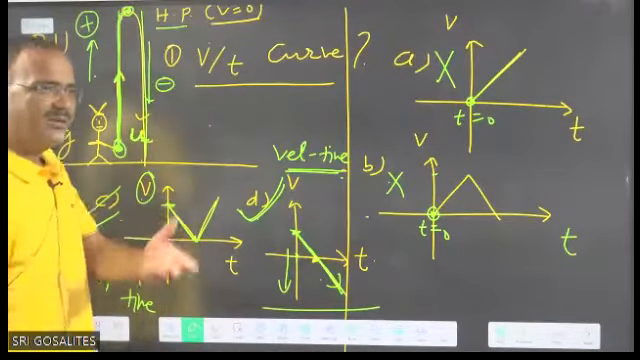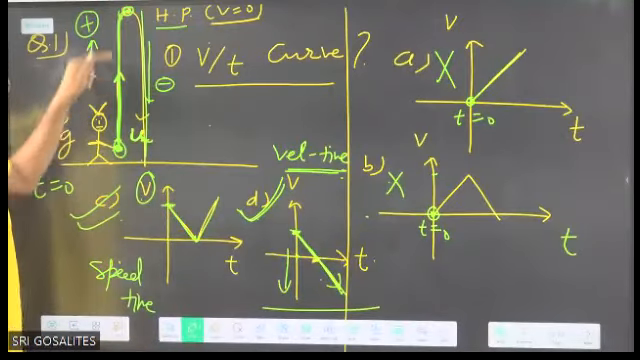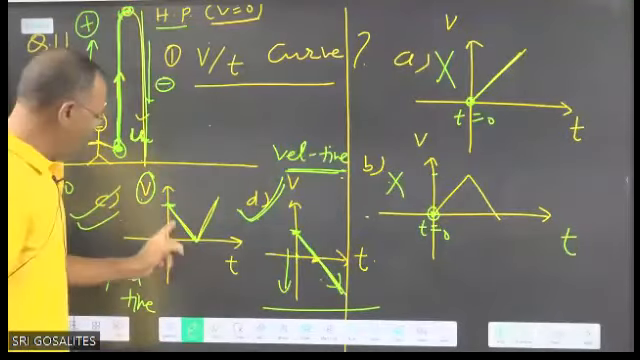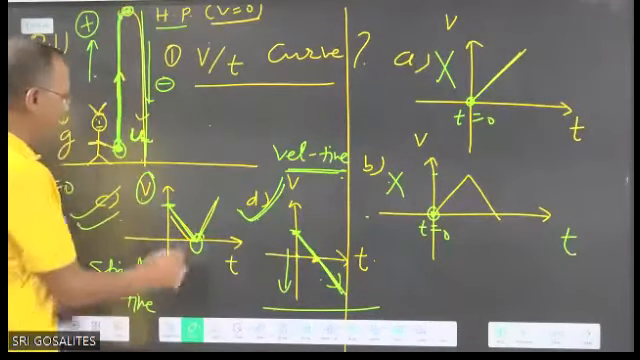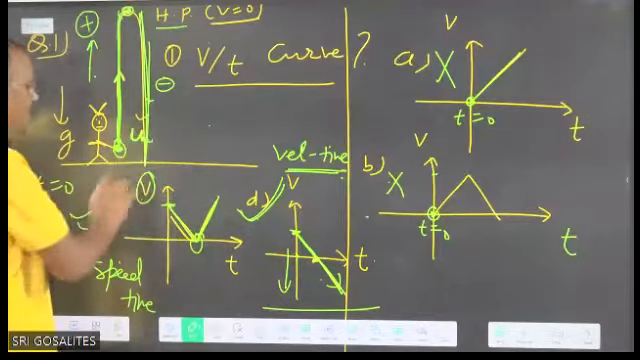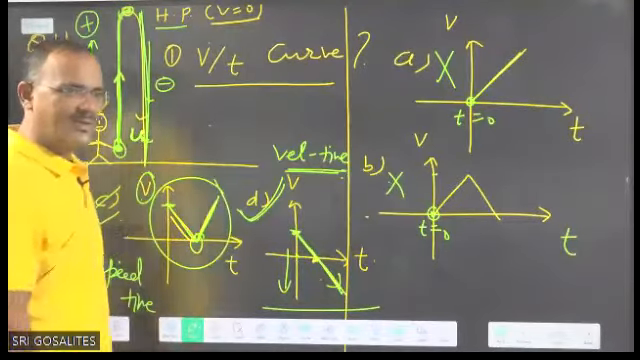It's only magnitude. 50 meter per second se fenka. We have thrown with 50. Here it reduces to 0. So it's decreasing to 0 at the highest point. Then further it is increasing when coming down. So only magnitude is considered for the speed time curve. Okay.